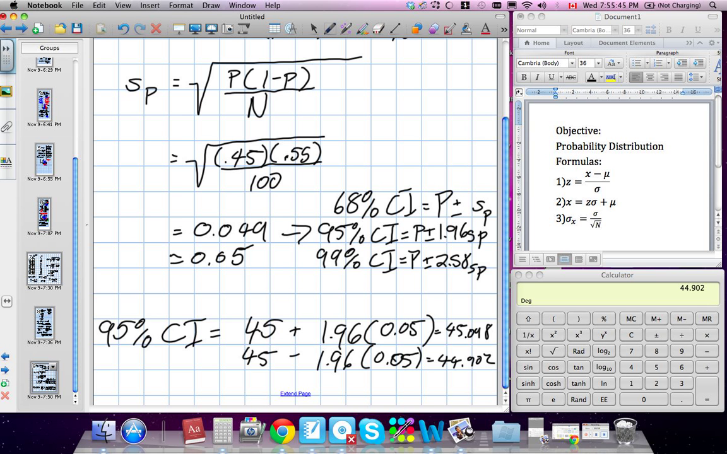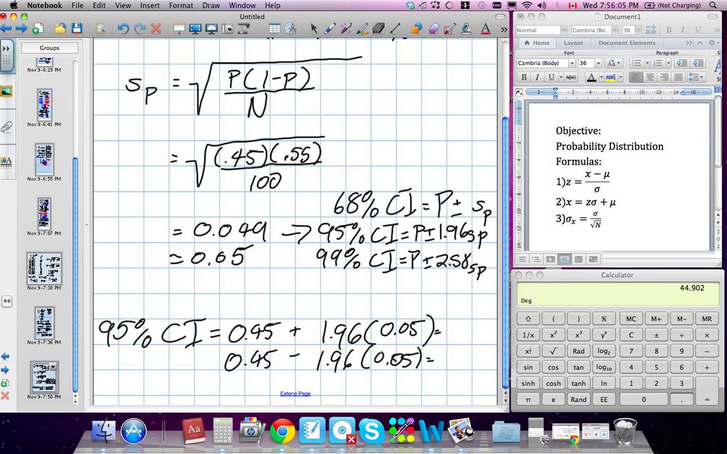Oh, sorry. What we should have done, my mistake. It's been a long day. Because these are percentages, we actually put them as decimals. So that's my error. That's why these numbers were such minuscule changes. They should have been a little bigger.